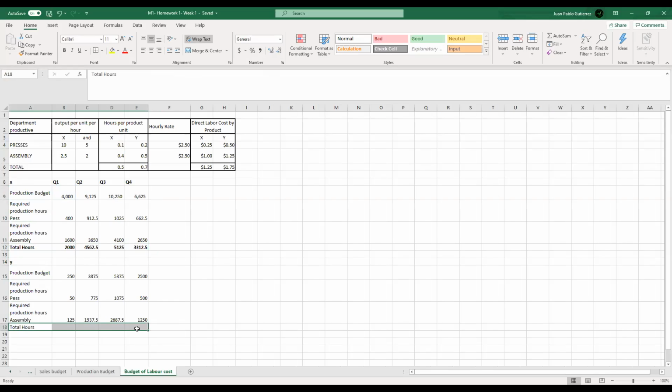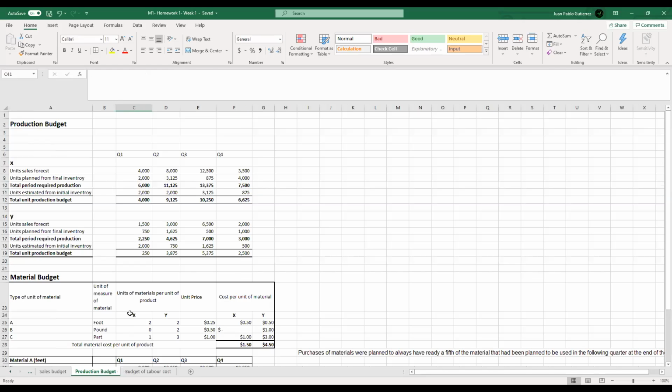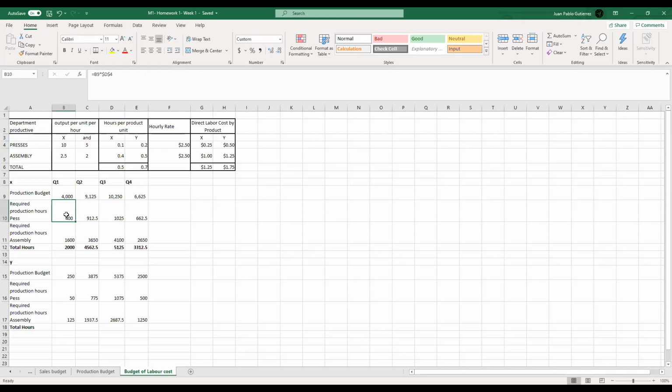Why did you get 4,000 in the production budget for the first quarter of product X? I took it from the production budget, which says that it takes 10% of an hour to build those. So it's 400, right?